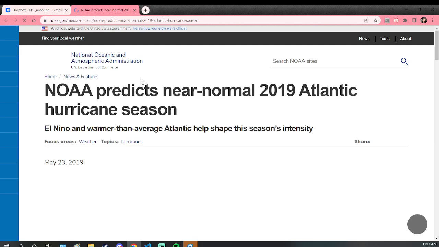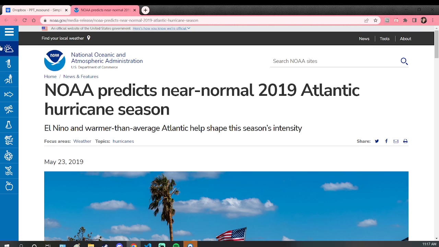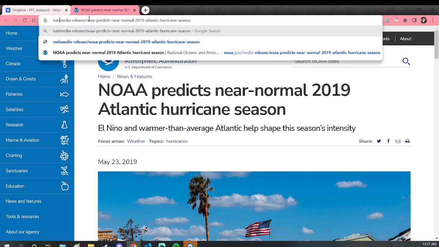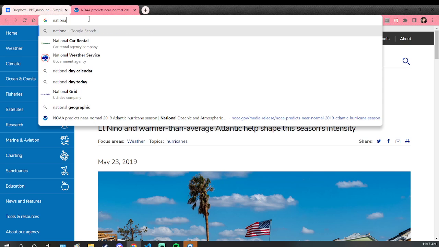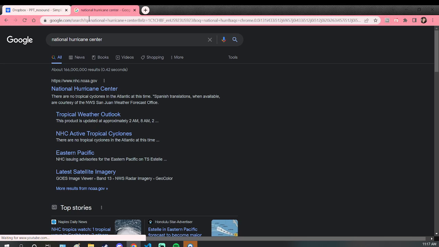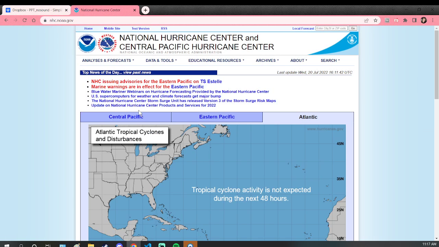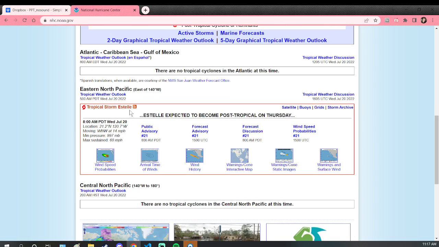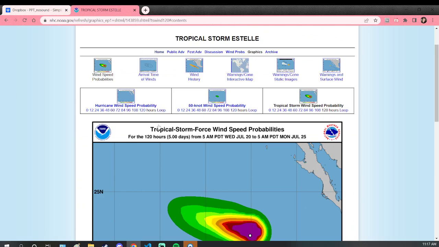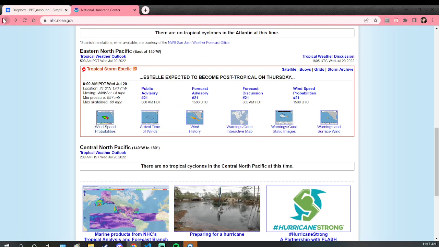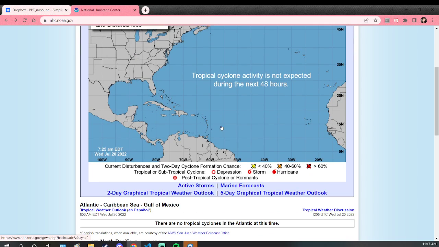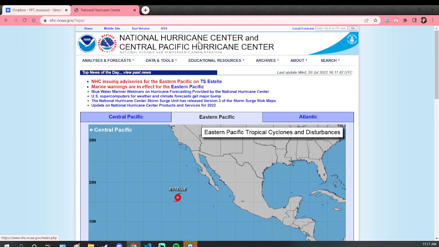Can we go to this website? Let's see. National Hurricane Center, so you just Google it and click on it. No tropical cyclone activity expected during the next 48 hours. As you can see, there's a bunch of stuff on here. You can look at wind speed probabilities for different storms. They do stuff for each storm, but not much in our Atlantic basin, but you can click on the other things and see.